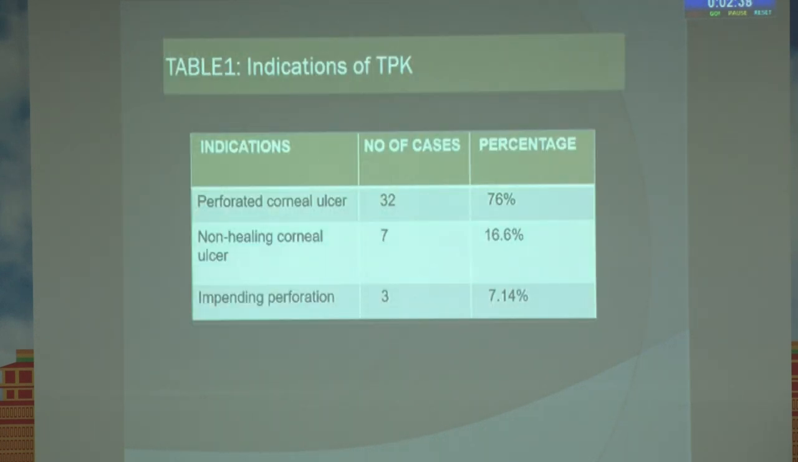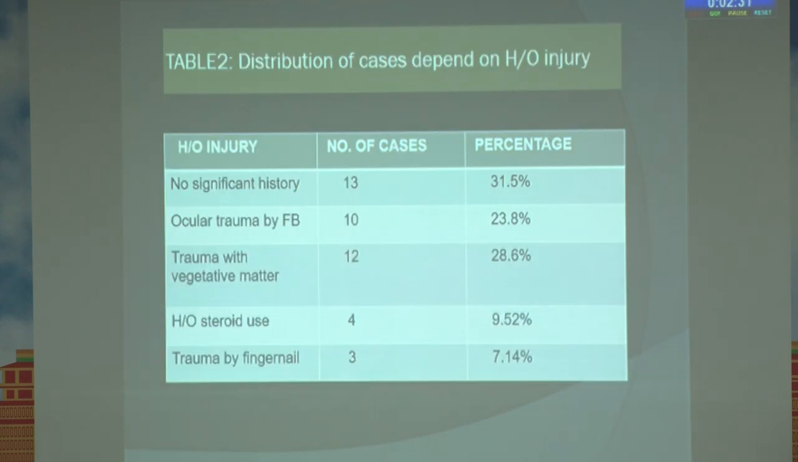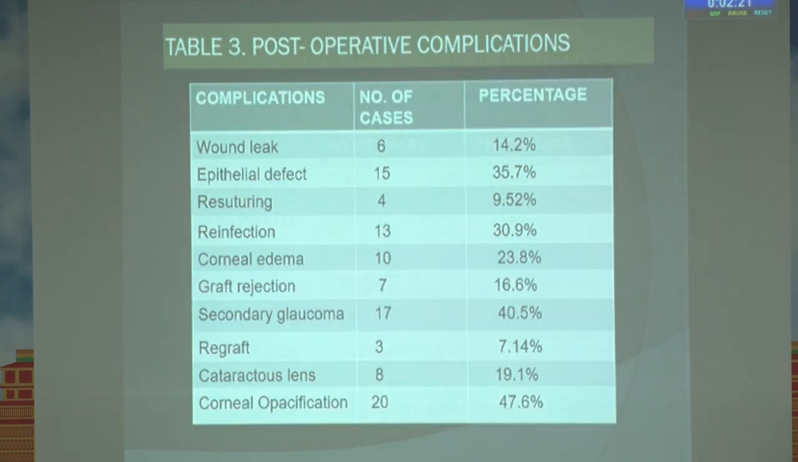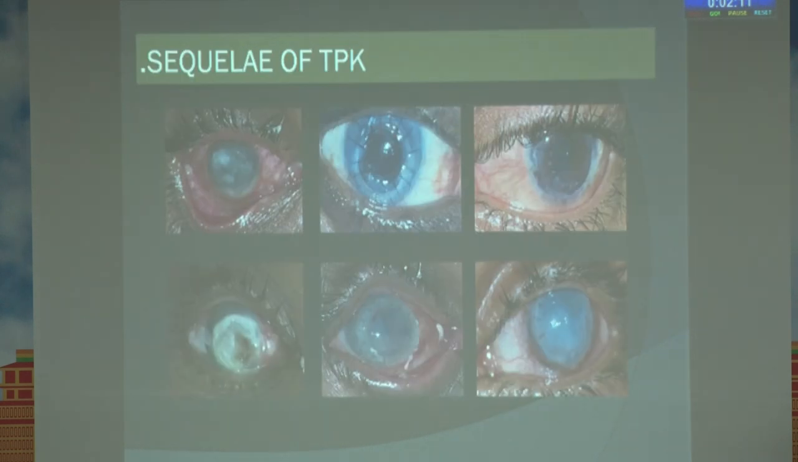This is the indication of TPK, showing perforated corneal ulcer in 32 cases, non-healing ulcer in 7 and impending perforation in 3 cases. This is the table showing distribution of cases depending on history of injury, showing trauma with vegetative matter in 12 cases, no significant history in 13, ocular trauma by foreign body in 10 cases. These are the postoperative complications, showing epithelial defect in 15, corneal edema in 10 cases, secondary glaucoma in 17 and cataractous lens in 8 cases. These are the sequelae of TPK, showing preoperative photograph, then after TPK and during the follow-up.